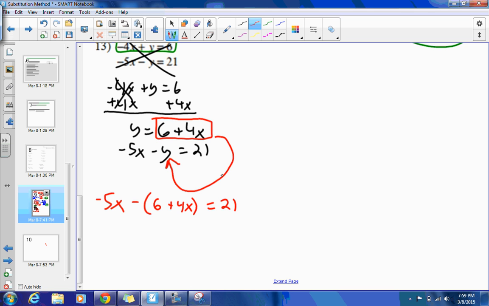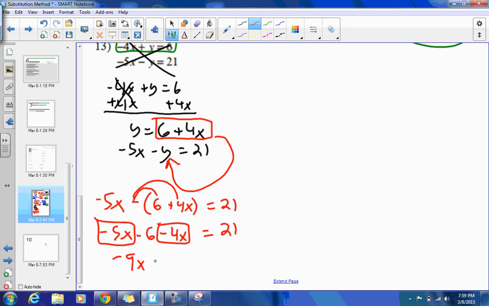equals 21. Now here's the tricky part. When you have that, you have to recognize that there's a minus sign, so that has to minus both parts. So really it would be -5x minus 6 minus 4x equals 21. Now before we do any PEMDAS backwards, you can tell already that we have some like terms. Let's combine those so we have -9x minus 6 equals 21.